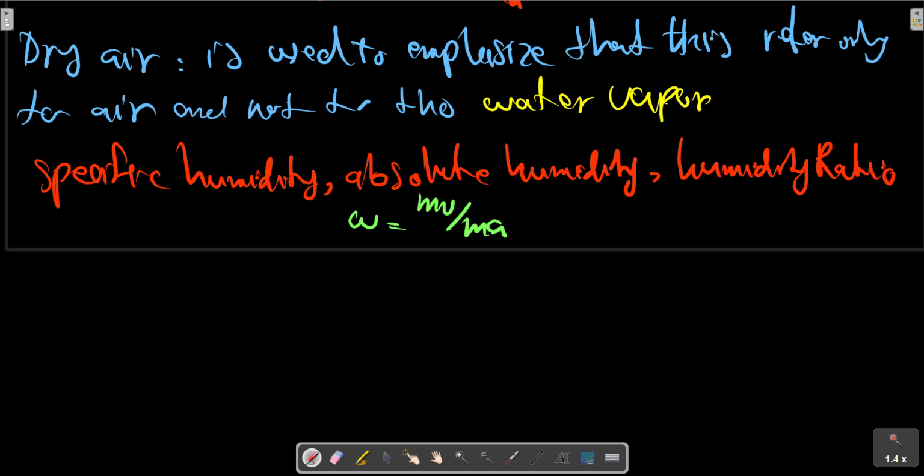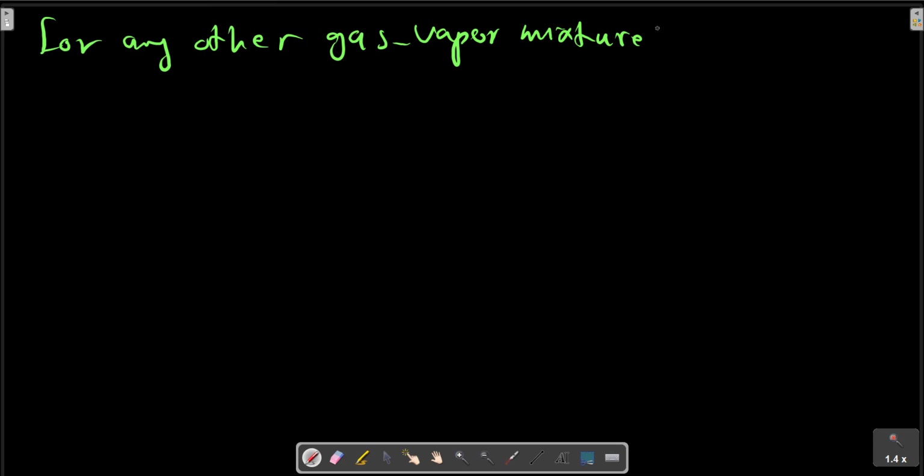This definition is identical for any other gas-vapor mixture, and the subscript A refers to the gas. For any other gas-vapor mixture, instead of air and water vapor, ma refers to the gas exclusive of the vapor, since we consider both the gas and the vapor of the mixture to be ideal gases.